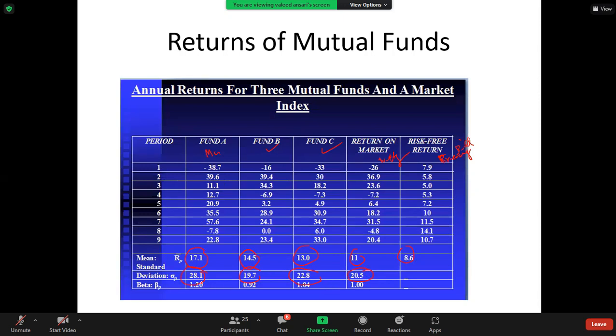And beta has been calculated. For example, we take fund A, the return of fund A, and the return on market, and run a regression. This is the dependent variable, Y, and this is X. We run a regression, and the slope of the regression gives us the beta. The beta of this portfolio is 1.2, that is higher than the market. The market will have a beta of 1 by default. This one is 0.92, less than 1, that is, less volatile than the market. And this is 1.4, slightly more. And this is 1 naturally.